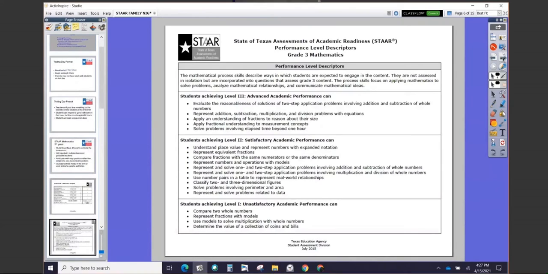This is the performance level descriptors for third grade math. There are 3 levels. At the bottom, you have level 1. This is going to be unsatisfactory. They're at a lower than third grade level. They get into level 2. That is going to be the satisfactory. They are on task for the third grade level. And then level 3 is at the top, advanced. They are above their third grade level.